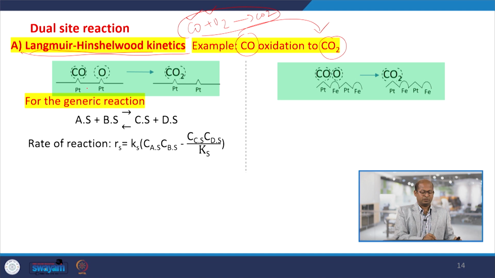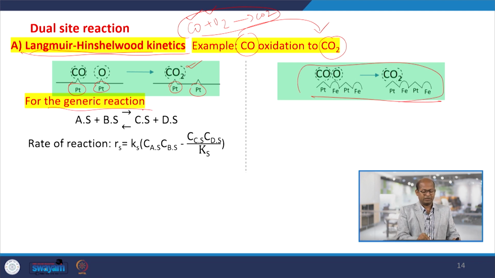Here the reaction was conducted over, let us say, platinum, that is the catalyst that was taken, that is the active sites. Here one site is occupied by CO, another site occupied by the oxygen atoms. Then they react and convert to the product. This way you can express or write it this way also.